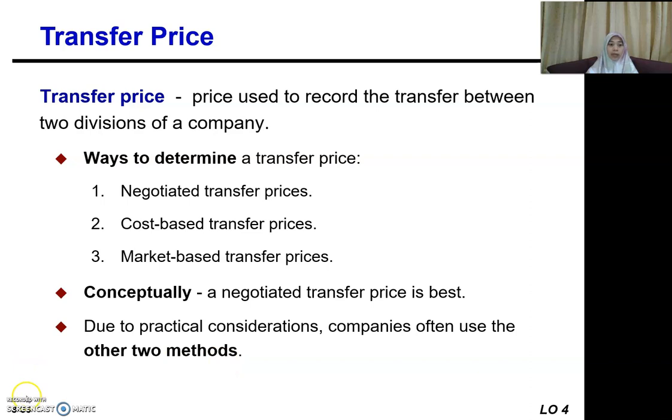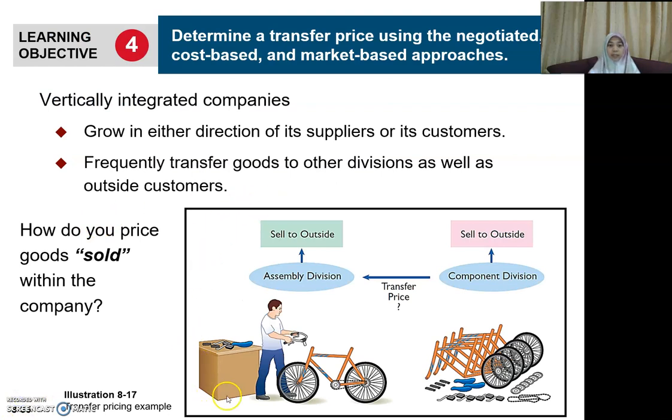So when you look at the transfer price, there are three ways to determine it. Basically they are in the same company, and you have two divisions. For example, you have two departments or two divisions, which are strategic business units or SBU. You have, for example, the component division and the assembly division. They are in fact in the same company. Both divisions are in the same company.